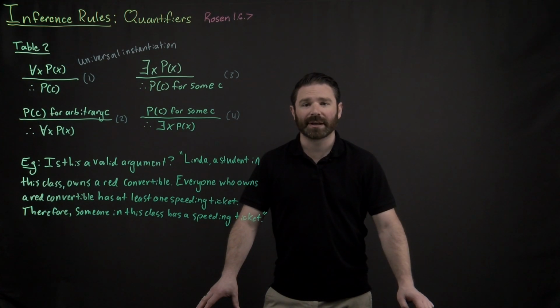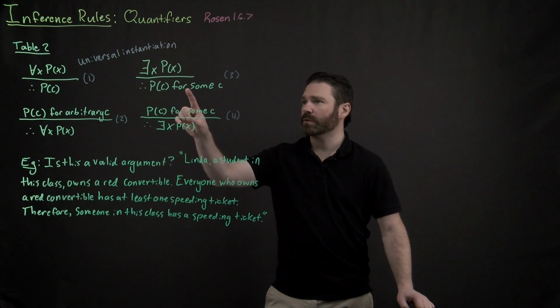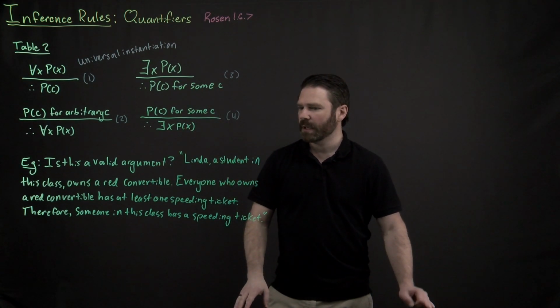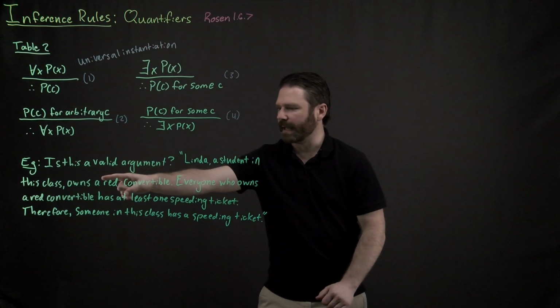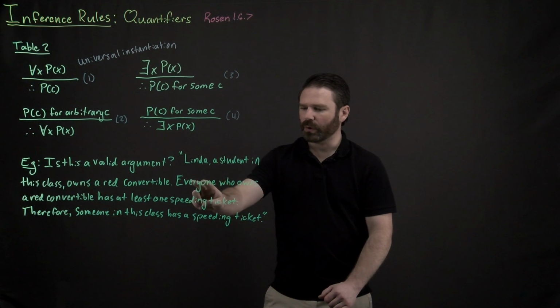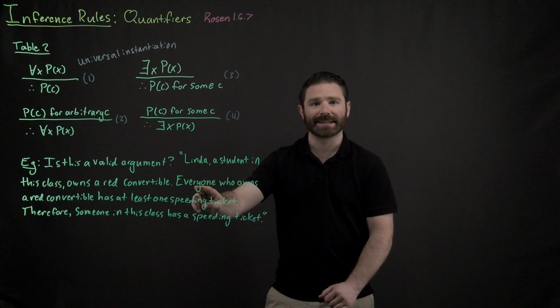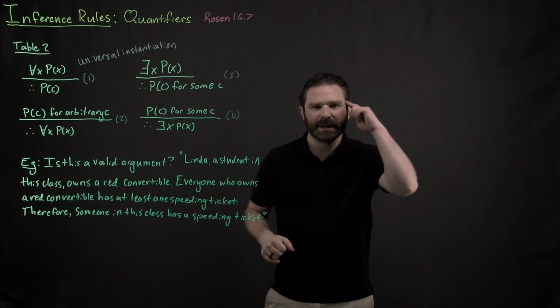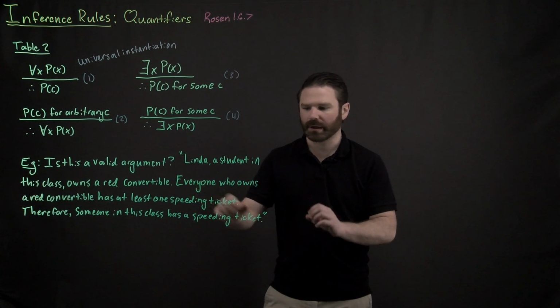So let's look at another example of validating an argument using inference rules that involve quantifiers. Here I've written out the argument: Linda, a student in this class, owns a red convertible. Everyone who owns a red convertible has at least one speeding ticket. And you see this "everyone" right here? That immediately makes me think I have a universal quantifier somewhere in this argument.